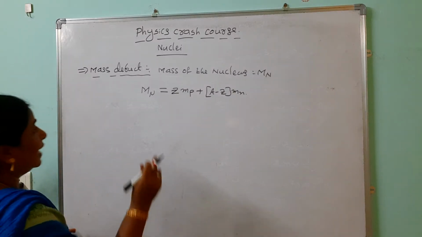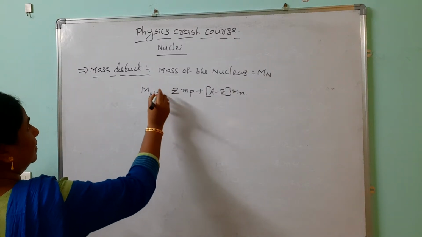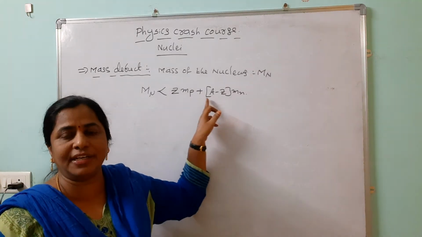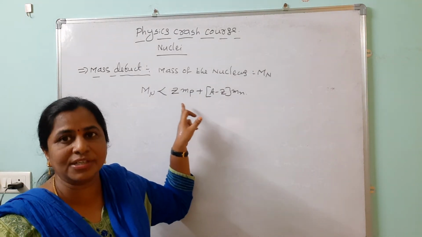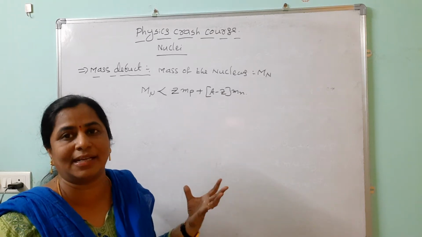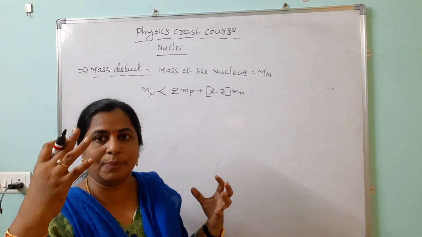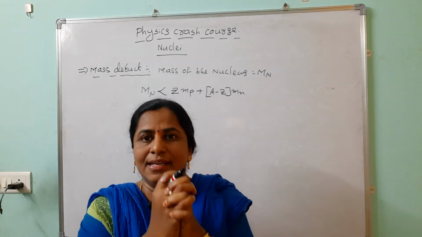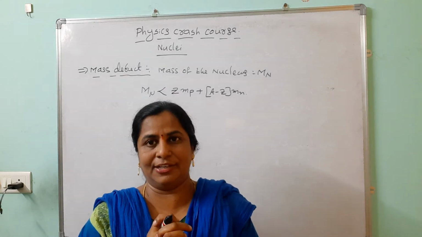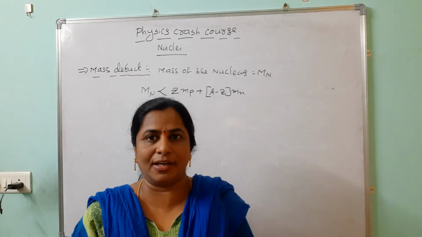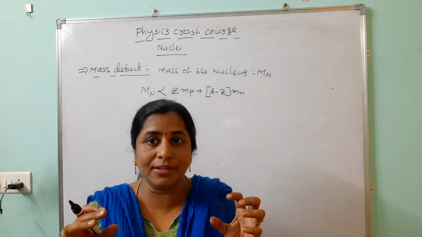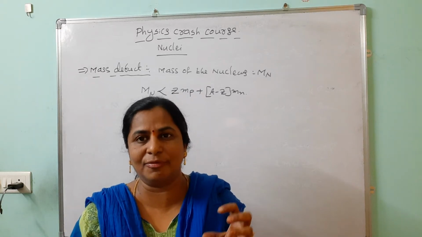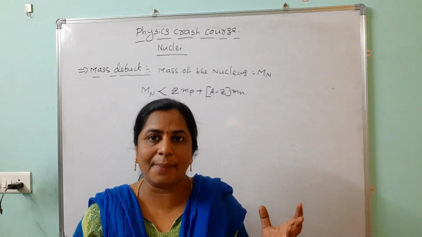But in this case, what happens? The mass of the nucleus is always less than the mass of the constituent elements. Where has that mass gone? Look here. These are the protons, these are the neutrons. When they are combined together, inside we can observe only positive charge. Between proton and proton we can observe repulsion, even though the nucleus is the combination of protons and neutrons. What happens here?